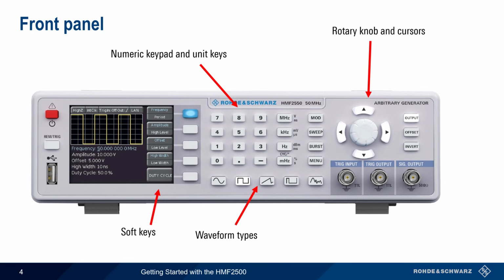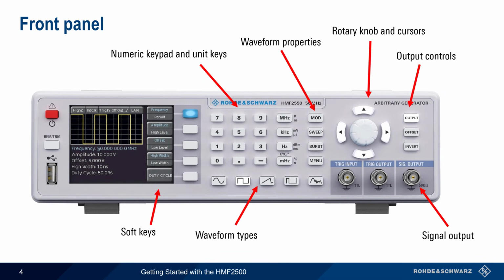Between the rotary knob and the keypad are the buttons for waveform properties, such as modulation and frequency sweeps. The BNC connector at the bottom right corner is the output for the configured waveform, and the buttons directly above it are the output controls. And finally, two additional BNC connectors are available for trigger input and output.